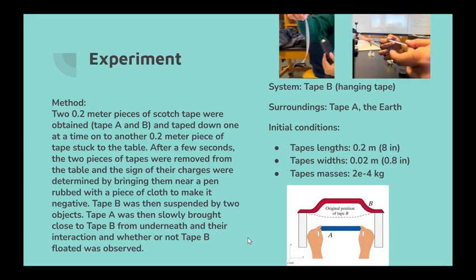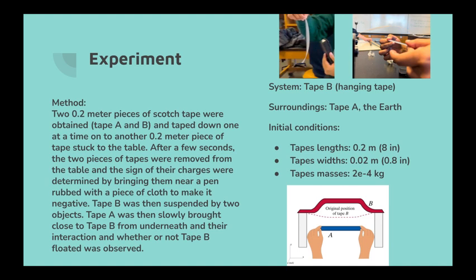So the method. Two 0.2 meter pieces of tape, or 8-inch pieces of Scotch tape, were obtained. Tape B and tape A, you could say. They're taped down one at a time onto another 0.2 meter piece of tape stuck to the table. After a few seconds, the two pieces of tape were removed from the table. The sign of their charges was determined by bringing them near a pen rubbed with a piece of cloth to make it negative. Tape B was then suspended by two objects.